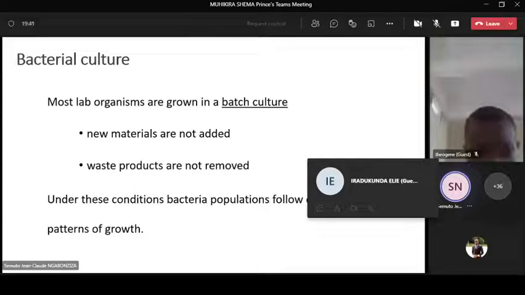So in the lab, mostly the organisms are grown in batch culture. That means you don't remove waste and you don't include new material. So the growth will be limited by the amount of nutrients, with waste accumulating. Then we have the curve that we have studied. We have learned the typical growth curve, where you have four phases: lag phase, exponential phase, stationary phase, and death phase. So with this batch culture, you only have that pattern of growth, and it is limited by these two factors, the nutrients and accumulation of waste product in the medium.